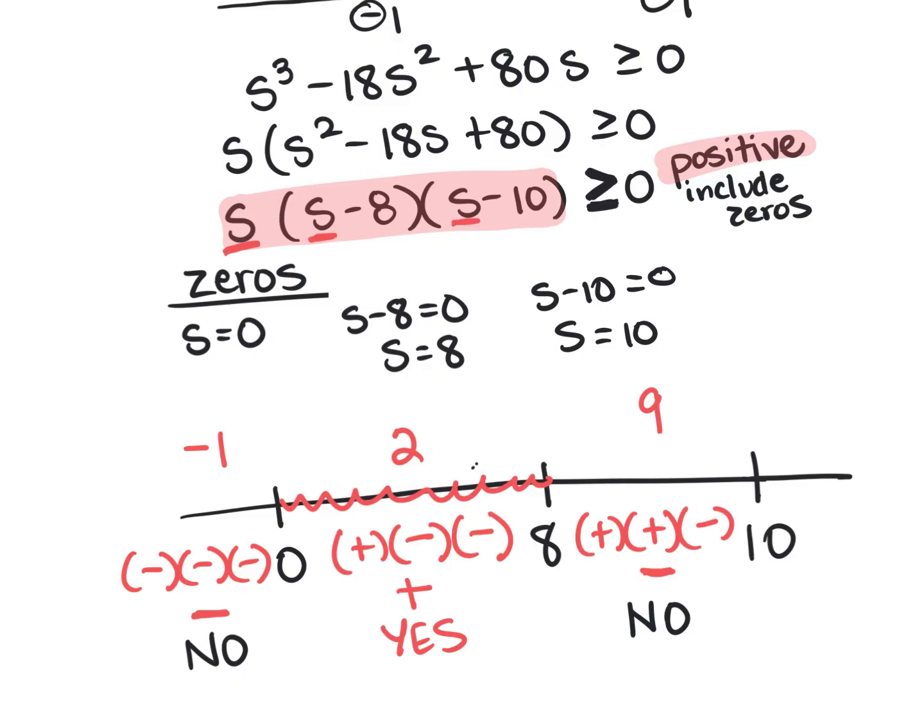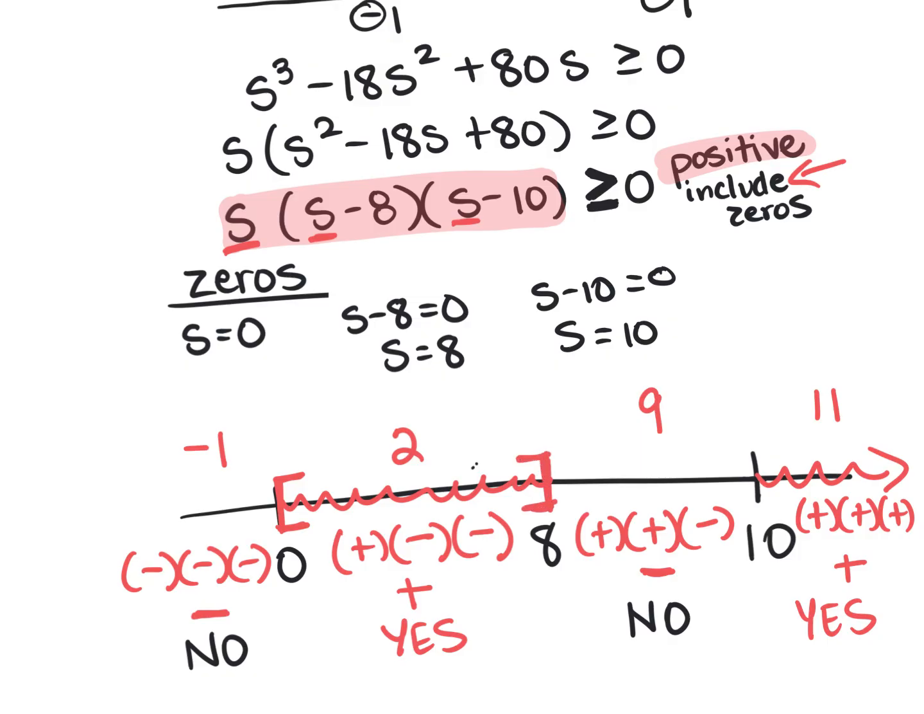what I'm looking for. And last but not least, we go to the right of 10, so I'll have 11. So I plug that in, and it makes a positive in all 3 of the factors up there. So this one is positive, and this one is included in my solution set. The only other thing that we have to figure out is that we said that we have to include our zeros. So I include this, I include this, and I include this.